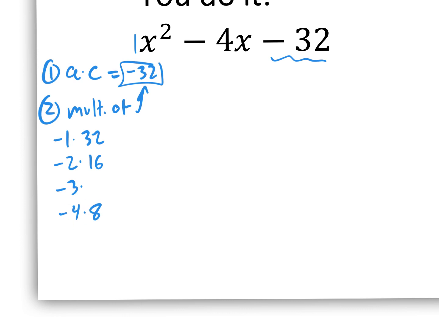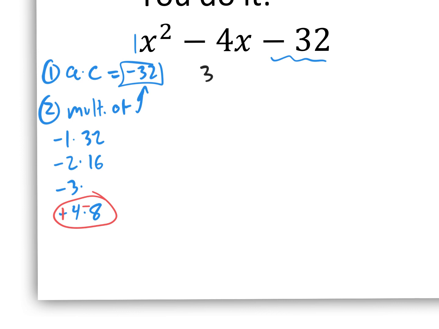Now, you're not going to have to always change signs. Sometimes it'll be ready to go. Like if this would have been a positive 4x, then I would use these exact numbers. But because it's a negative 4x, I have to change the minus 4 to a plus 4 and change that positive 8 to a negative 8. And this is the correct pair of numbers that I want for step 2.